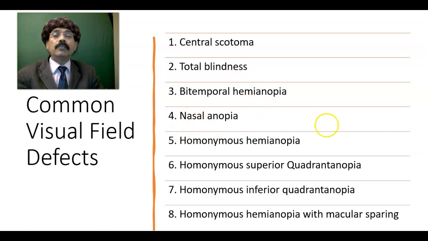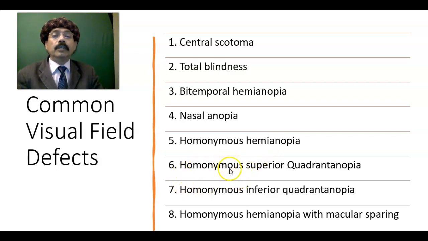We have nasal anopia. If the lateral fibers of the optic nerve are cut, the temporal hemiretina, which represents the nasal field of vision, is affected, and we'll get nasal anopia. We'll get homonymous hemianopia, that may happen if the optic tract is cut. So if the right optic tract is cut, then the left side vision will be lost.